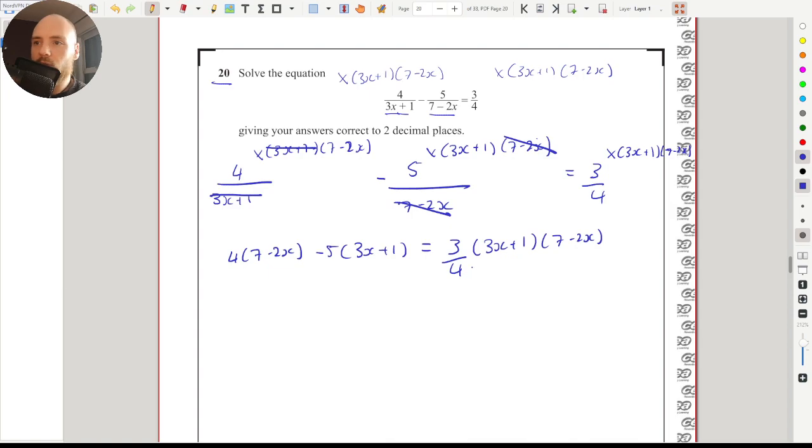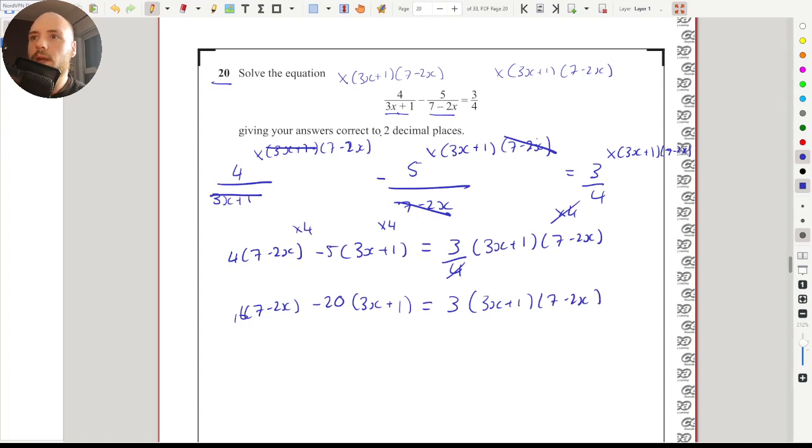Now I'm going to get rid of this 4 by multiplying through both sides by 4. If I multiply through both sides by 4, I multiply this and I also multiply this by 4, so that'll give us 7 minus 2x times 16, since 4 times 4 is 16, minus 20 times 3x plus 1. I'm going to rub that out. That is equal to 3 again; 4 multiplied by 4 cancels, 3, 3x plus 1, 7 minus 2x.